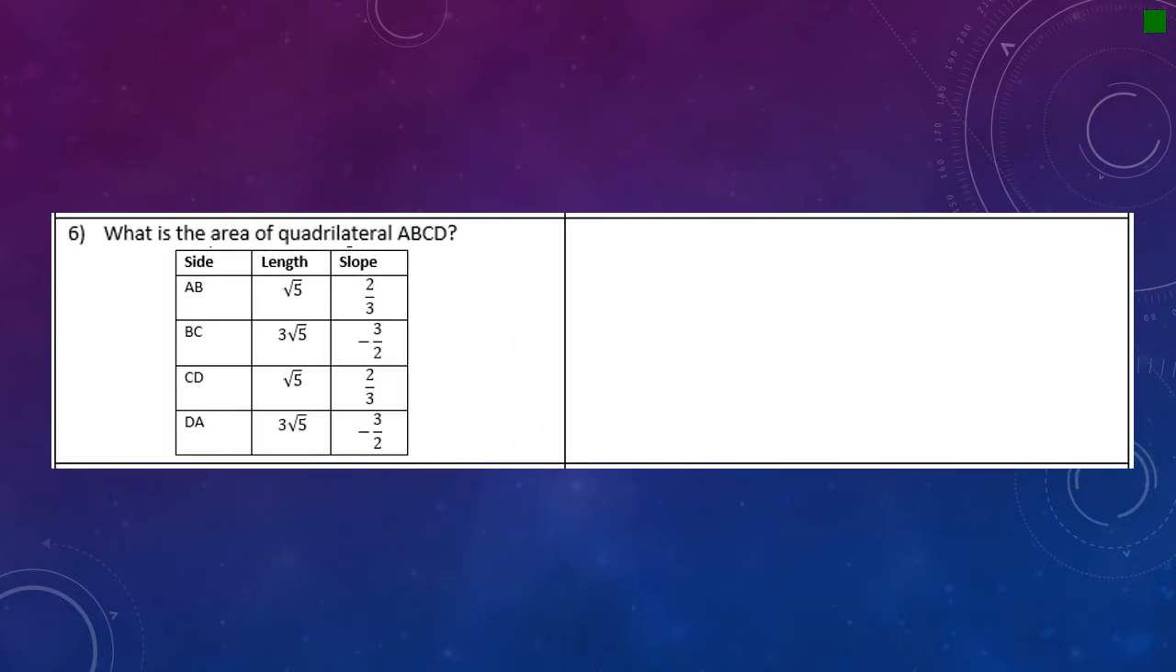Now we're finding the area of the same quadrilateral. So I'm going to draw the picture again. So from question 4, I knew that this was a rectangle. So I'm going to label my sides again. Square root of 5 for the short sides, and then 3 square root 5 for the long sides. So to find the area of a rectangle, it's length times width. So basically you just need to multiply one of each length together. So I'll say that the square root of 5 is length, and then 3 square root 5 is my width.